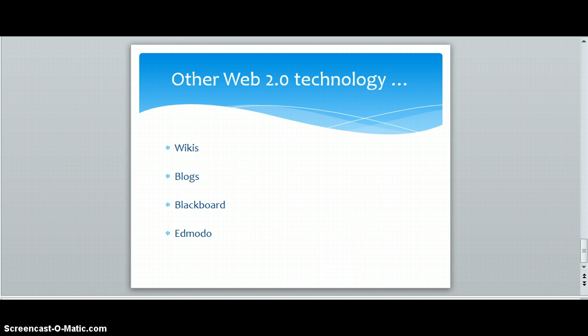So we need to start using Web 2.0 technology to enhance our teaching. In this article, they use Flickr as an example. However, there are a lot more technologies that could be used. Some other ones mentioned in the article are wikis and blogs. There are also some educational platforms that could be used, such as Blackboard or Edmodo.